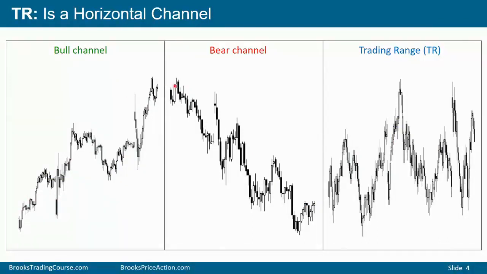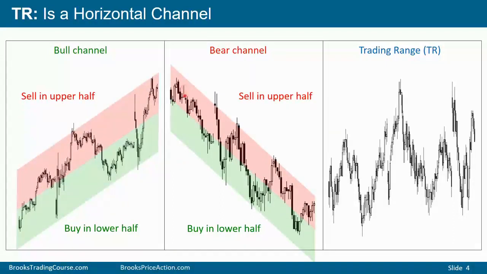This is a bull channel, this is a bear channel, and this is a trading range. When the market's in a bull channel, traders try to buy pullbacks into the bottom half of the range, whether it's a bull channel or a bear channel as well. If it's a broad enough bear channel, traders will look to buy in the bottom half of the range, like below prior lows.